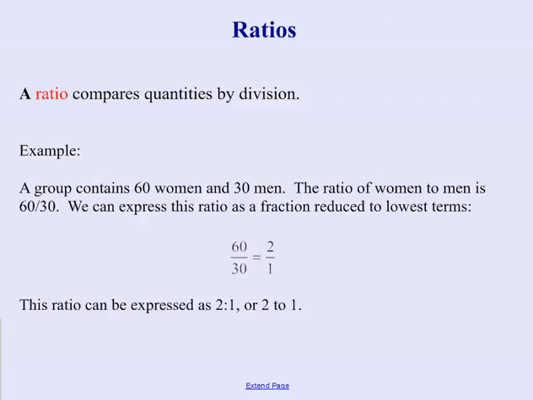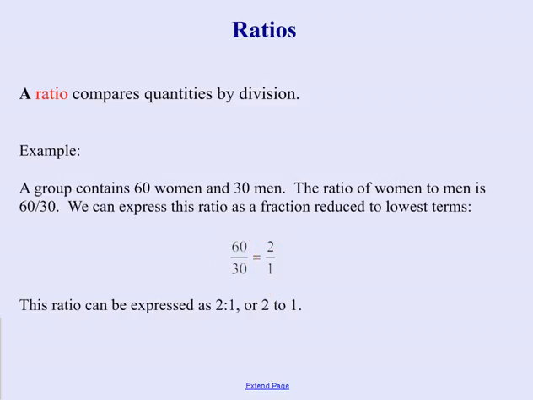Let's take a look at an example here. A group contains 60 women and 30 men. The ratio of women to men is 60 to 30. We can express this ratio as a fraction reduced to lowest terms. Here you can see that our ratio 60 over 30 reduces to 2 over 1.